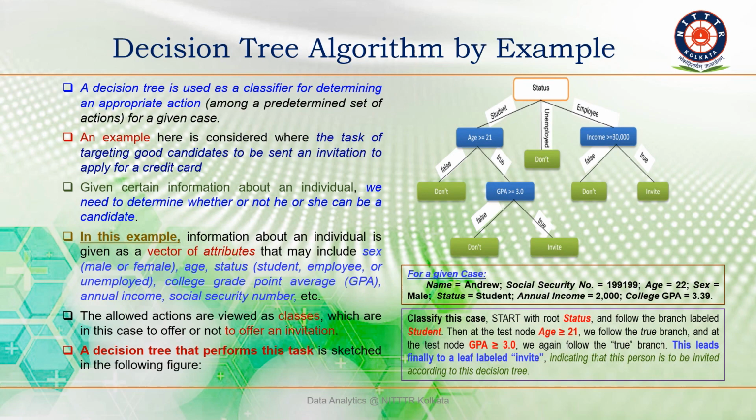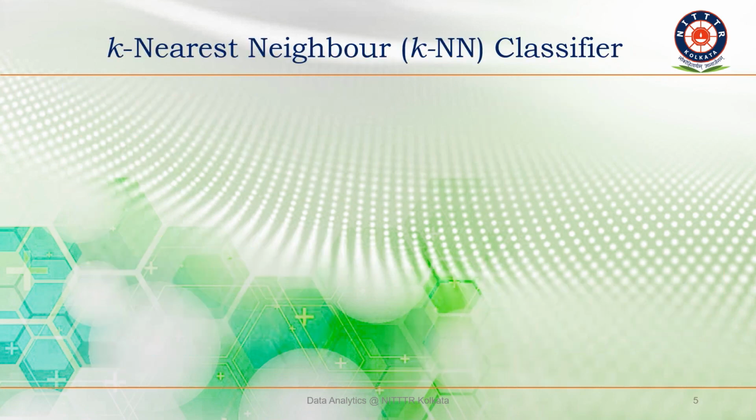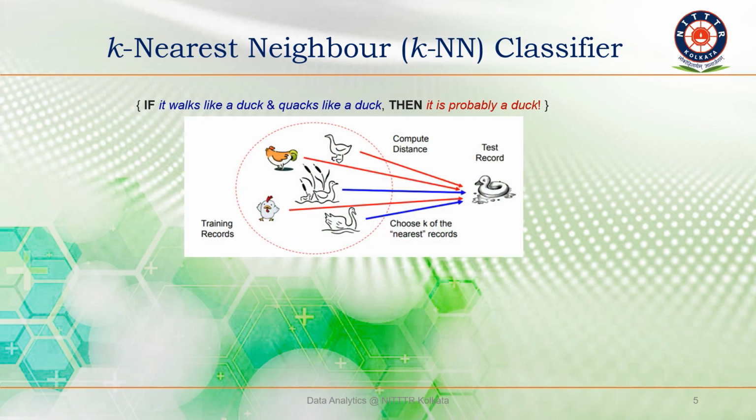Next, a very important classifier called the k nearest neighbor classifier. The basic principle can be easily understood from this diagram, where a set of training records, varieties of birds, are given, and a query, a test record, another duck, is given. The rule is: if it walks like a duck and quacks like a duck, then it is probably a duck.